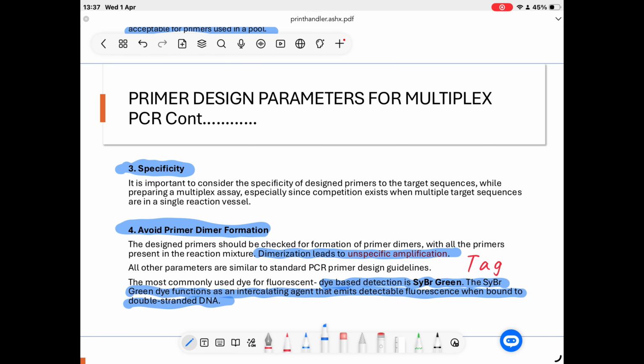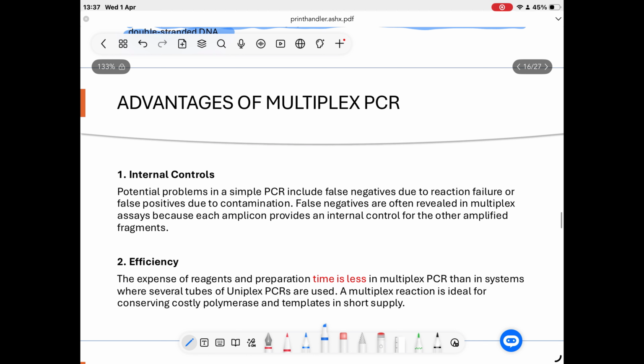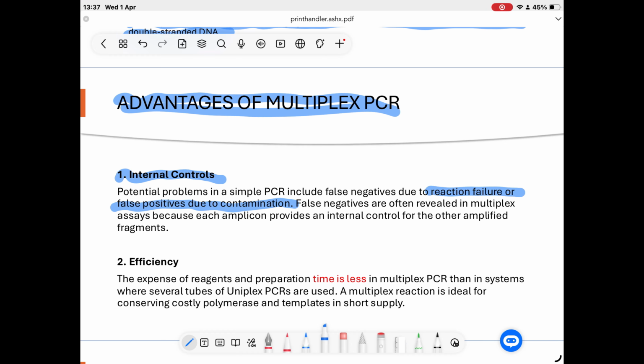It's beautiful. With all of the thermodynamic and optical parameters established, the document shifts entirely. It moves into the hidden superpowers of the technique, advantages that go far beyond saving physical laboratory time. The first advantage listed is the utilization of internal controls. The text states, potential problems in a simple PCR include false negatives due to reaction failure. False negatives are often revealed in multiplex assays because each amplicon provides an internal control for the other amplified fragments.